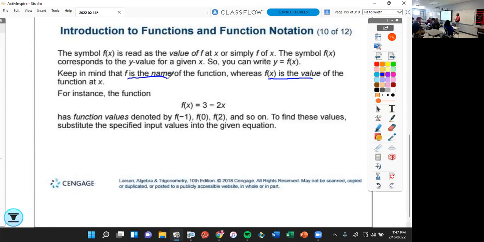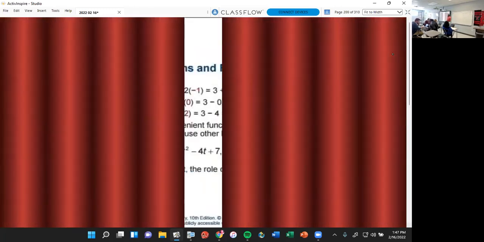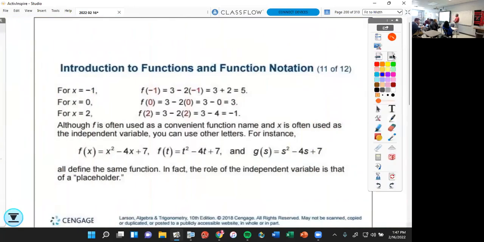Okay, so f of x equals 3 minus 2x has function values denoted by f of -1, f of 0, f of 2. What is that saying? What does f of -1 mean? What is the value of the function at -1? What is the value of the function when x is 0, right? So to find that out, we would plug the numbers in. Next slide, we plug the numbers in. When you plug in -1, we get an output of 5, plug in 0, get an output of 3, plug in 2, get an output of -1.